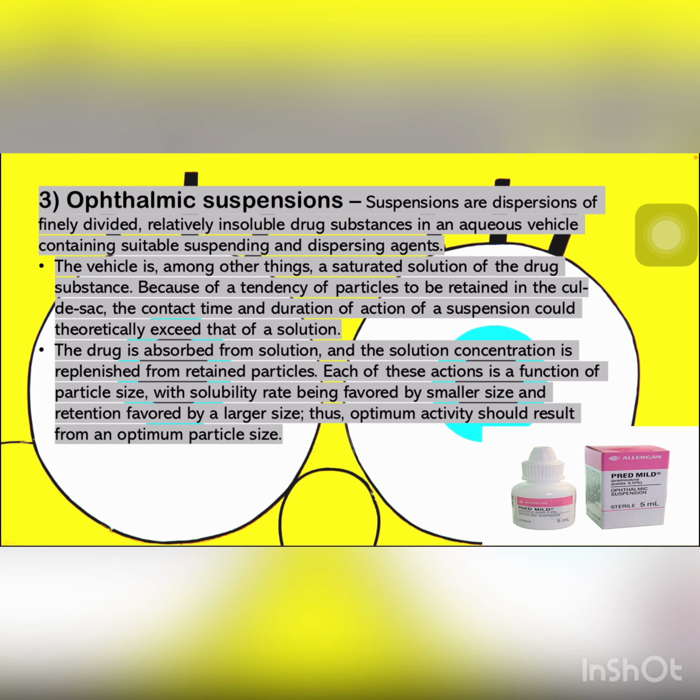Third, ophthalmic suspensions. Suspensions are dispersions of finely divided, relatively insoluble drug substances in an aqueous vehicle containing suitable suspending and dispersing agents. The vehicle is, among other things, a saturated solution of the drug substance. Because of a tendency of particles to be retained in the cul-de-sac, the contact time and duration of action of a suspension could theoretically exceed that of a solution.